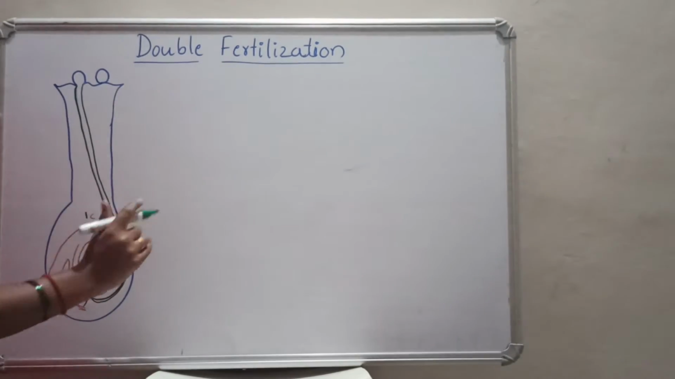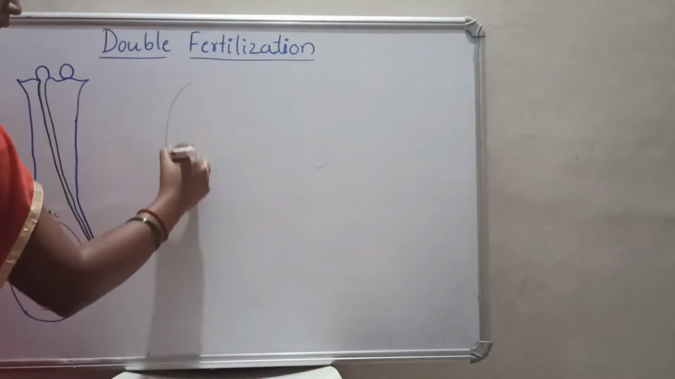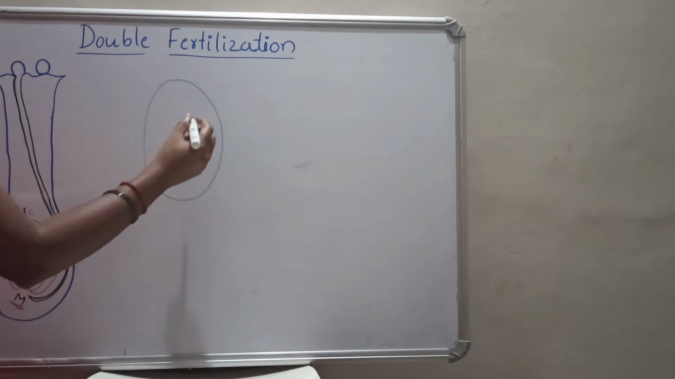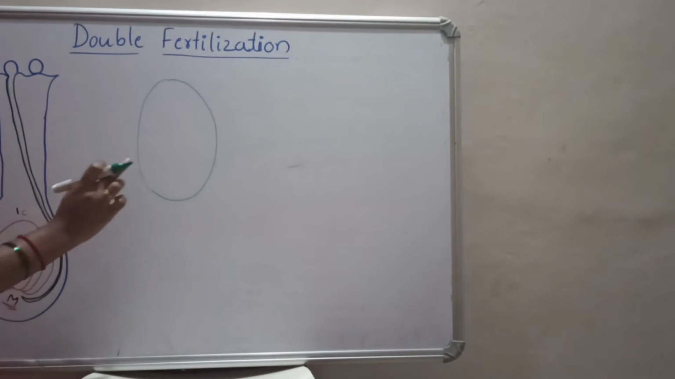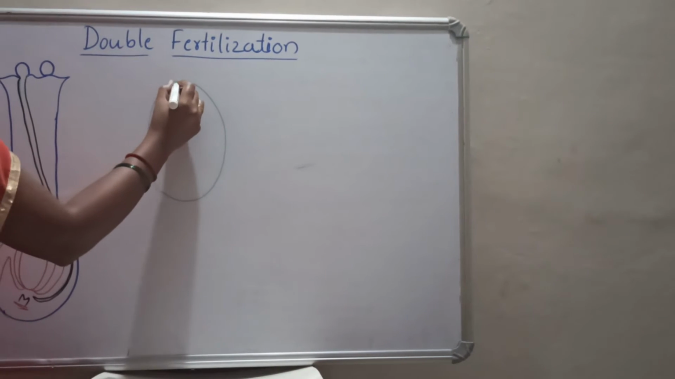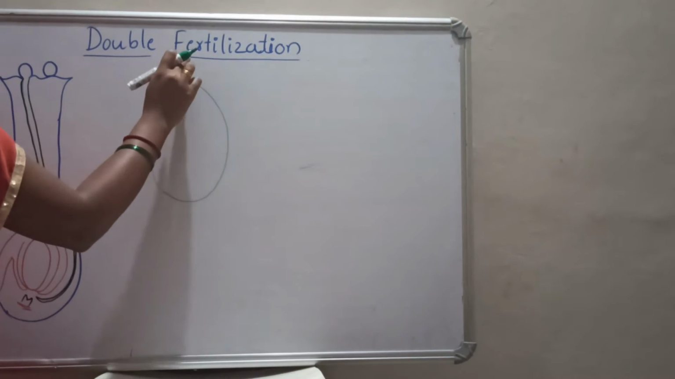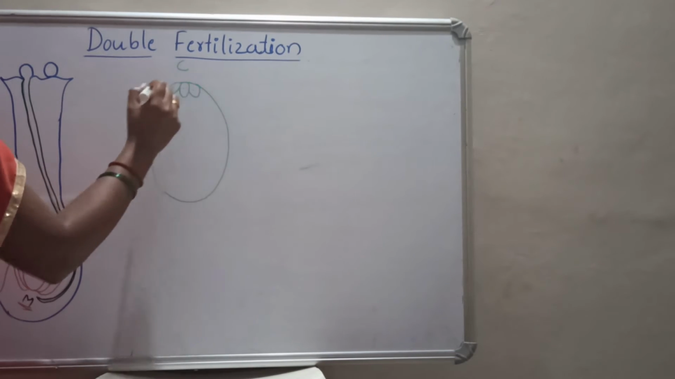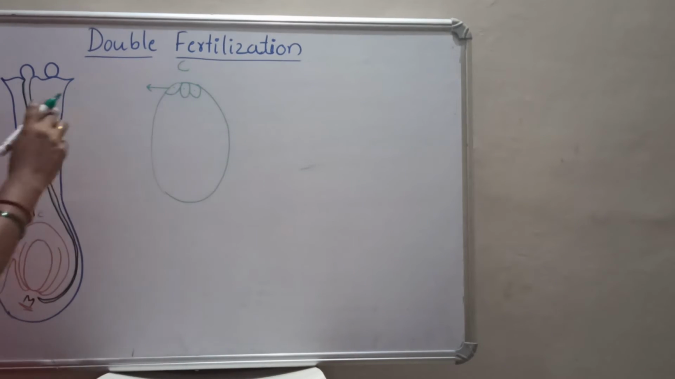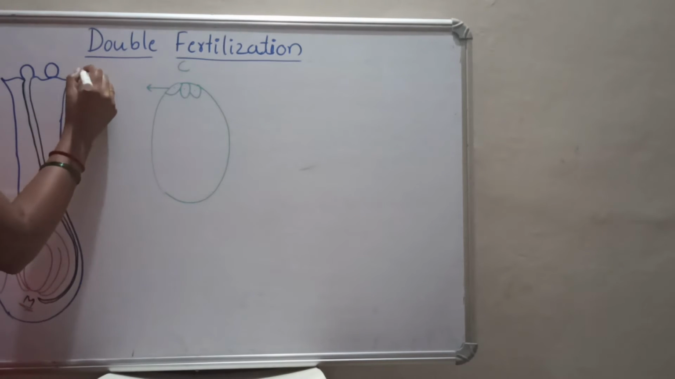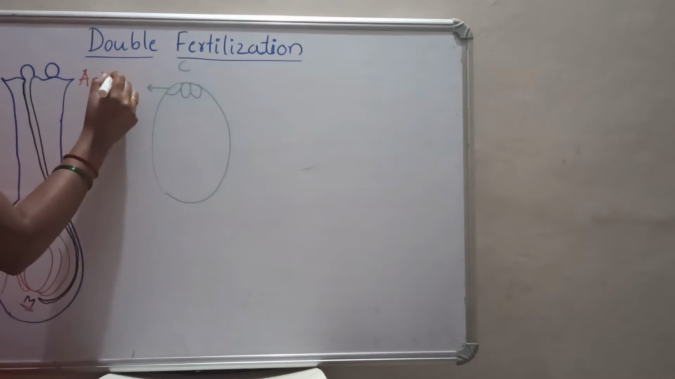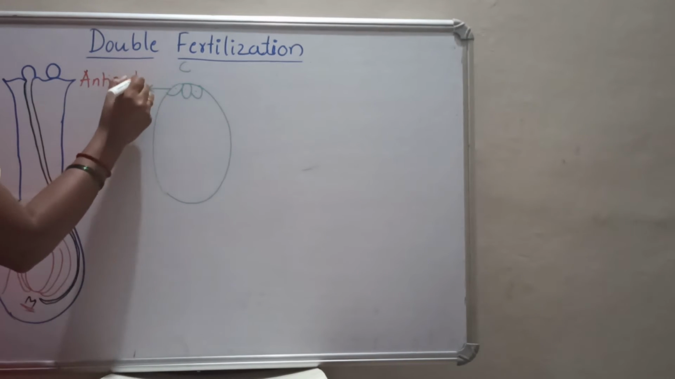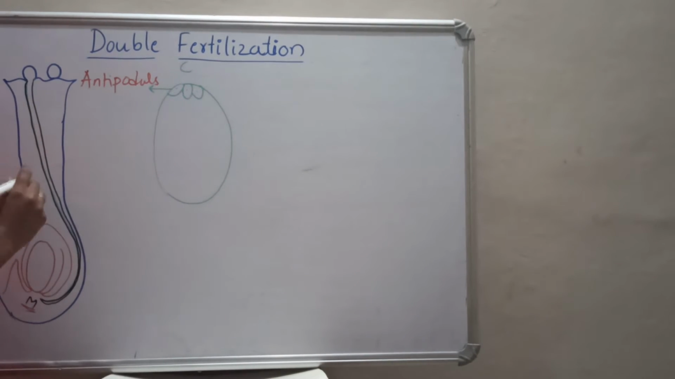For our convenience, I will draw only the ovule diagram here. It means I will draw only the embryo sac diagram. Here it is the chalazal region. At the chalazal region the three cells are present, and those three cells are called antipodal cells.